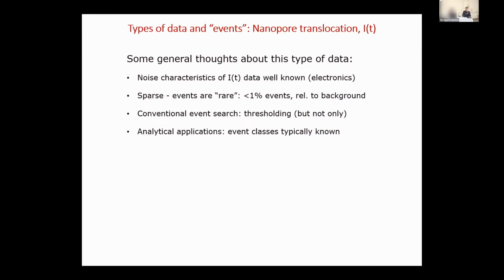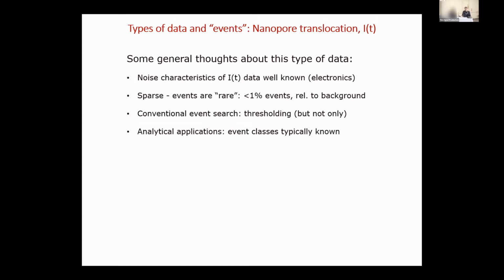Now, in terms of some general thoughts about the data, the noise characteristics of the IT data are generally quite well known and characterized, based on the electronic behavior of the recording equipment. Events are fairly sparse. They occur at random locations, but generally you'd have less than 1% of data points associated with events compared to background data points. There's some control over that, but not too much you can do generally.